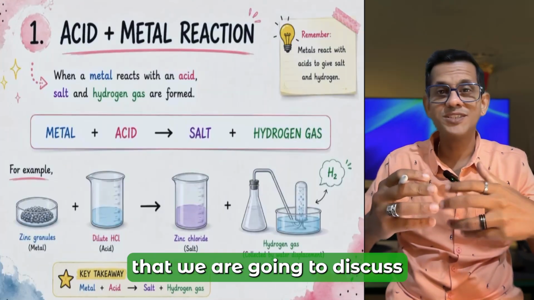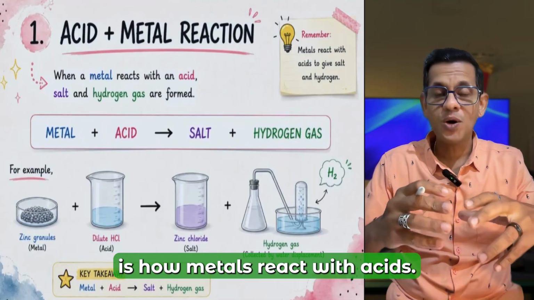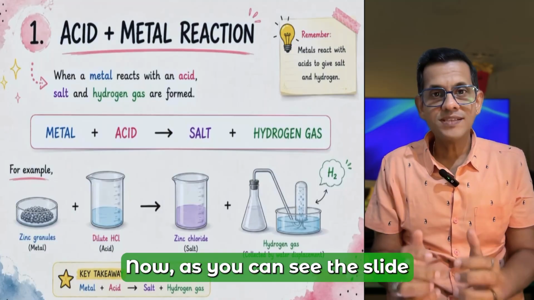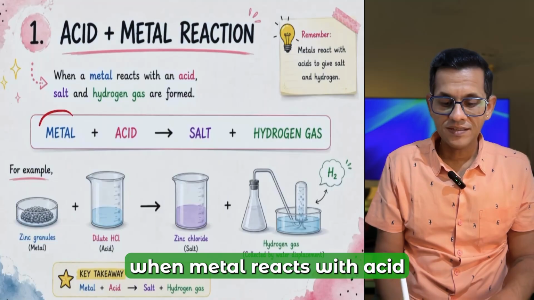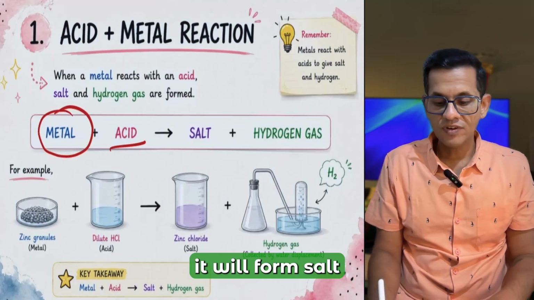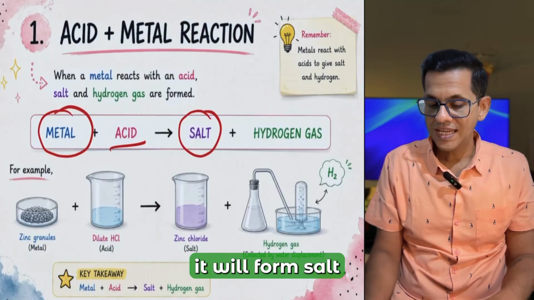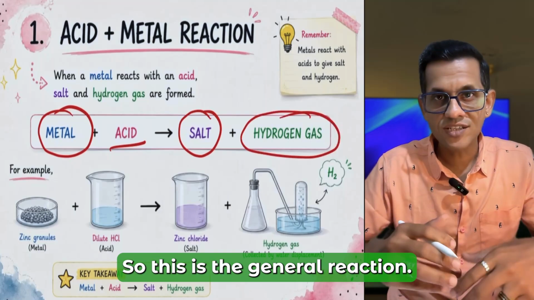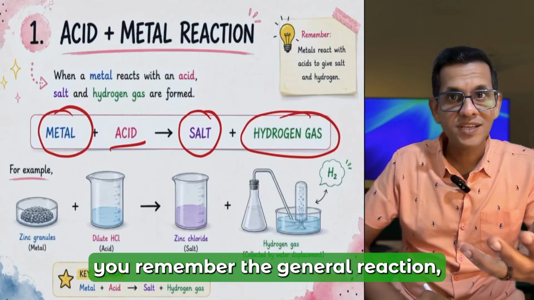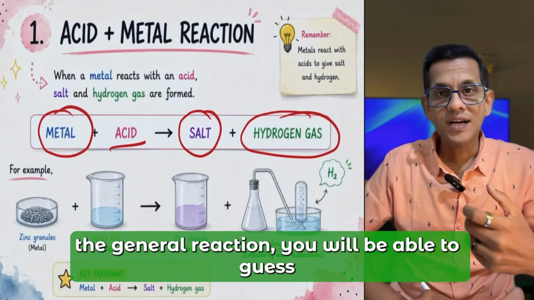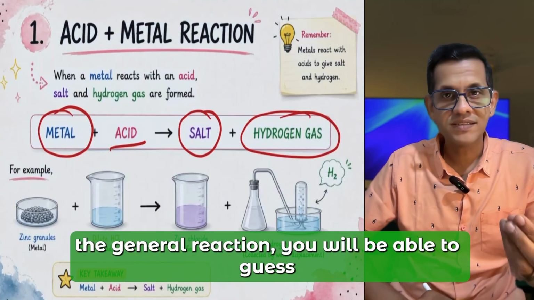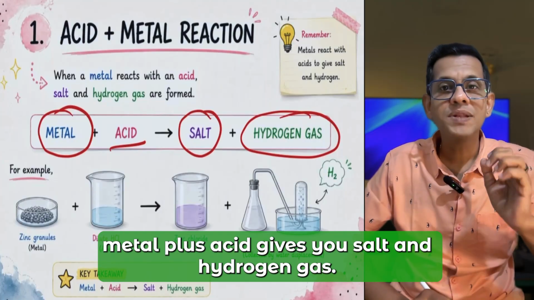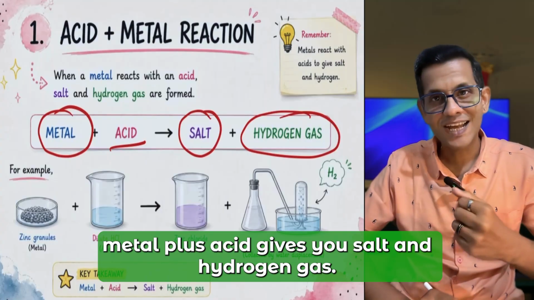Now, the first reaction that we are going to discuss is how metals react with acids. As you can see in the slide, when metal reacts with acid, it will form salt and release hydrogen gas. So this is the general reaction, and I would recommend you remember the general reaction, because once you know the general reaction, you will be able to guess which particular salt might be formed in the reaction. So again, metal plus acid gives you salt and hydrogen gas.